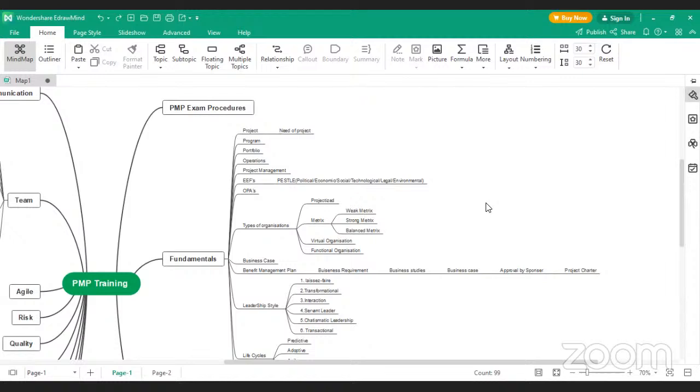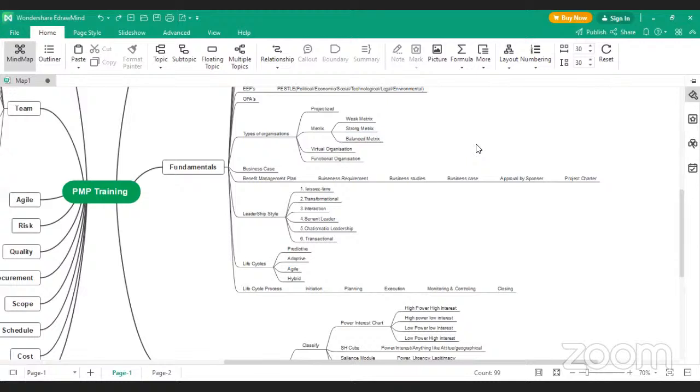Through some techniques, we have organizations. We have discussed types of organization. There are three to four types of organization. There are projectized. Then we have matrix organization. In matrix organizations, we have weak matrix, and then strong, then balanced matrix organizations, and then we have virtual organizations, and then functional organizations.